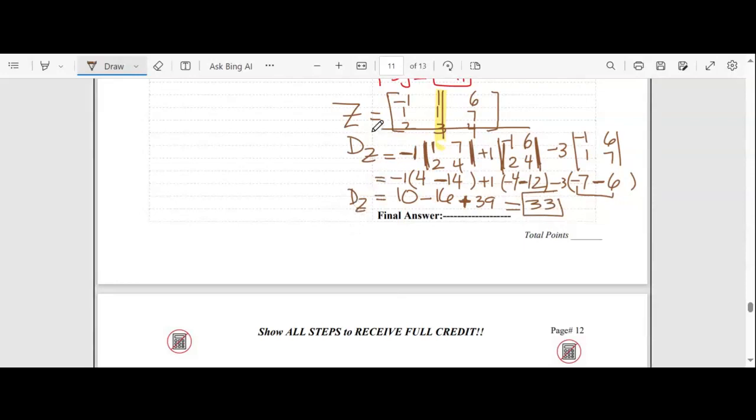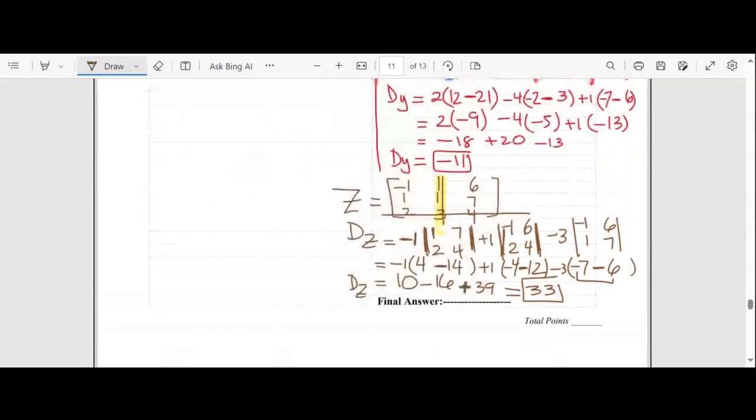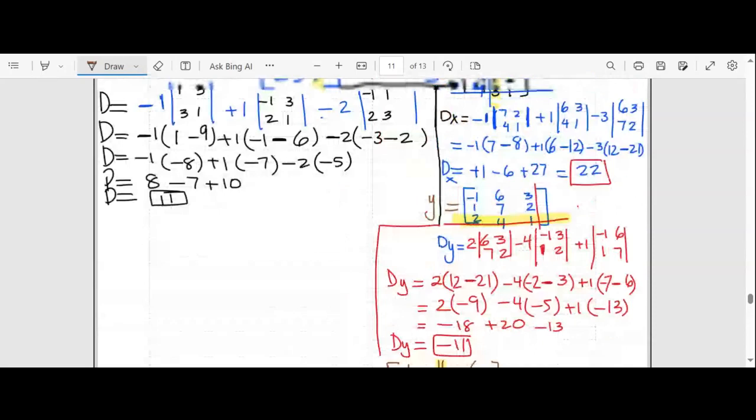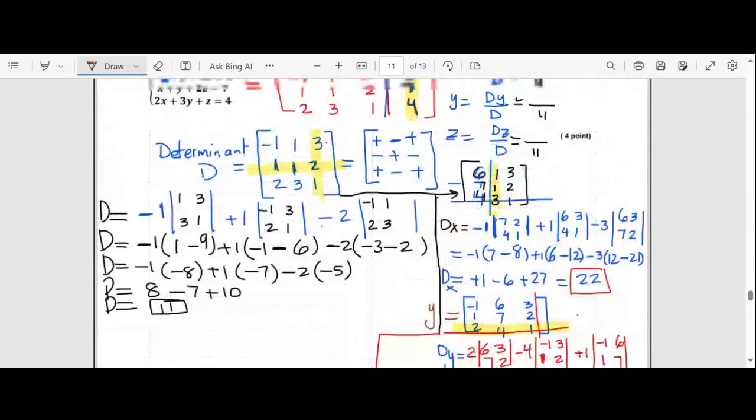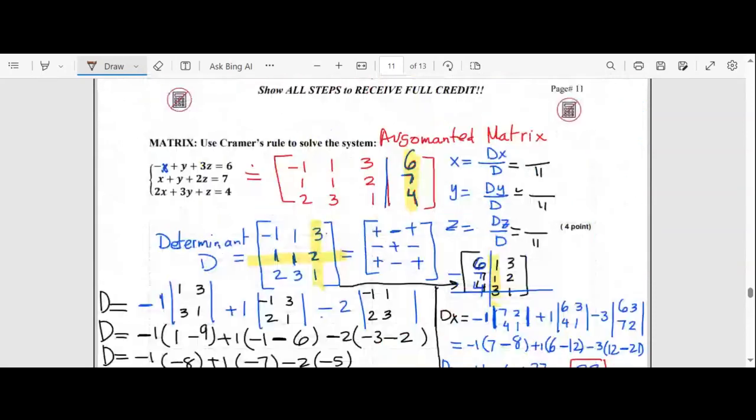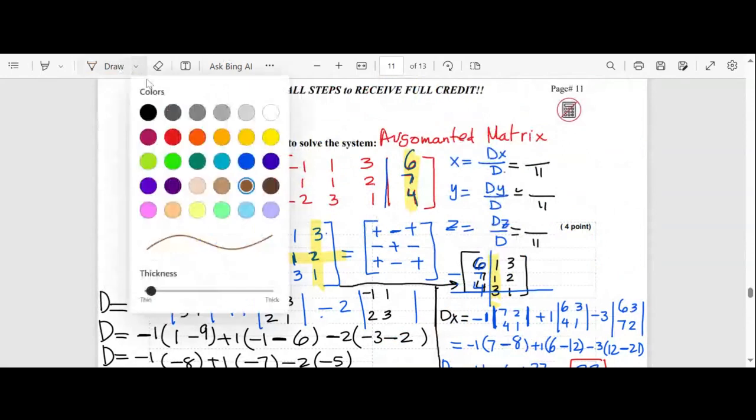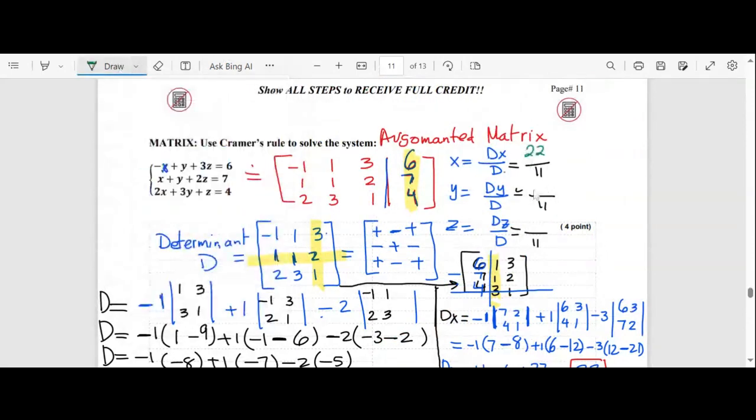So remember, we have 33, -11, 22. Do you remember those numbers? Yes. The first number is 22. What's the second number? -11. What's Z? 33. DZ 33.